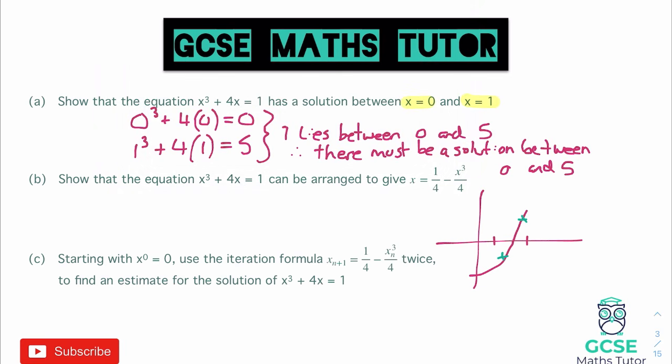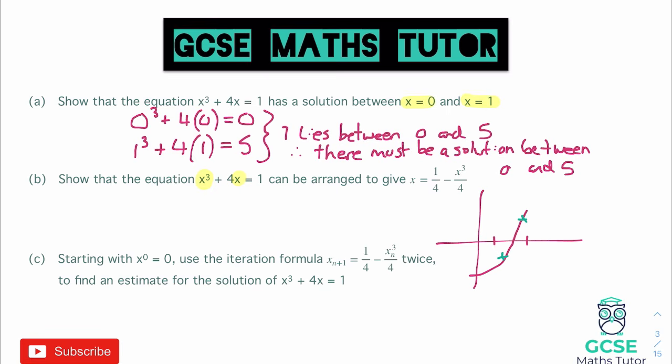On part B, it says show that this equation can be arranged to give x is equal to 1/4 take away x cubed over 4. So when approaching this, there are two ways of making x the subject. In this equation, we could either make the x with the x cubed the subject, or we could make the x next to the 4 the subject. So we want to have a look at which one they've made the subject.